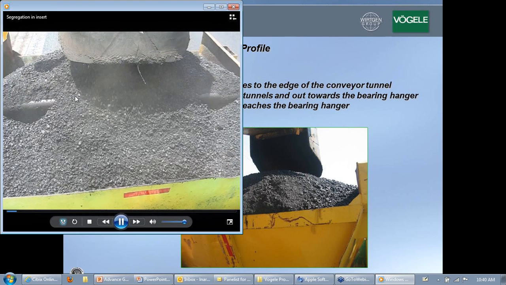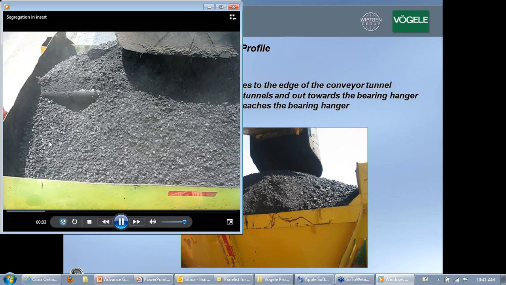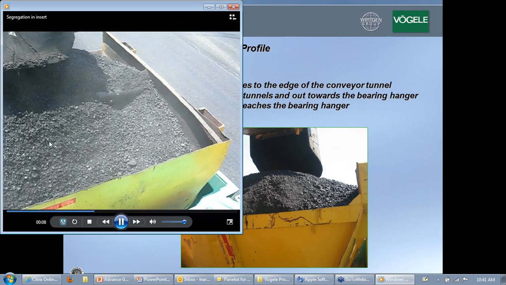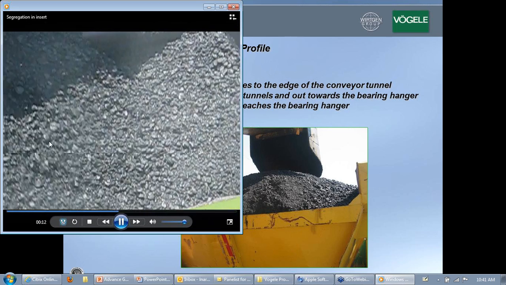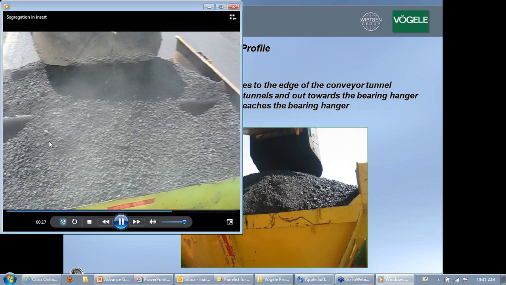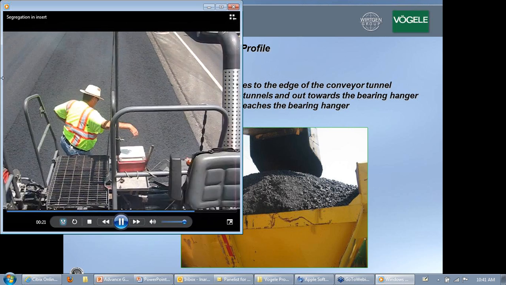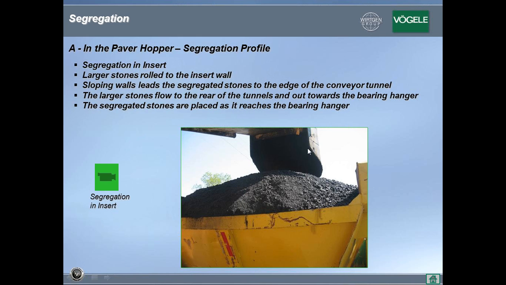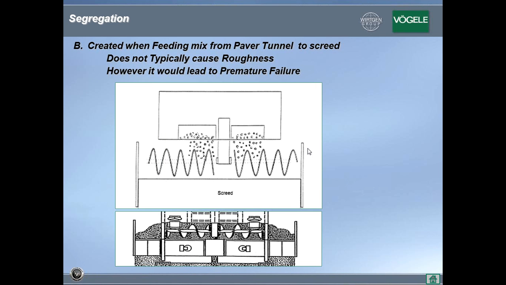So let's see if we can see a quick video of that happening here. Now you can see that blemish right there and right there. So that is segregation created in the hopper insert. One should take proper care and choose the right shape of insert and proper loading practice to eliminate segregation created in the hopper insert.